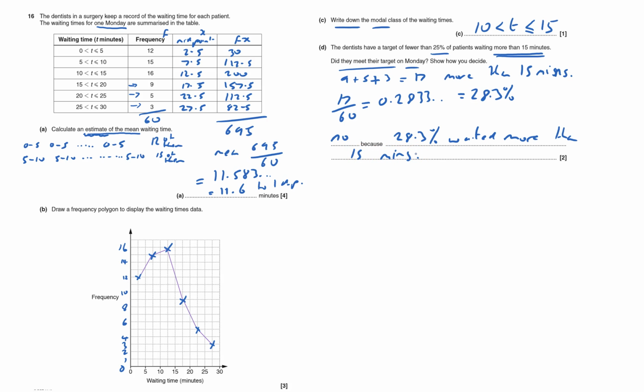There's another way you could have done it. You could have said, okay, 25%, I'll do it in red. 25% of 60 equals a quarter of 60, and that's a half and a half again: 30, 15. That equals 15 patients would be 25%, but then actually we had 17 patients, and therefore still no. Same answer. And that's question 16 done.